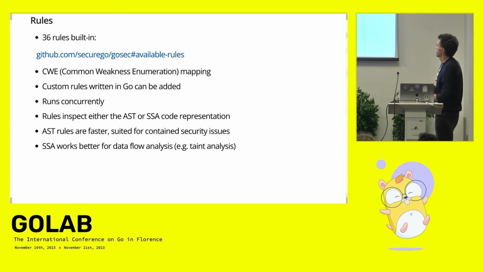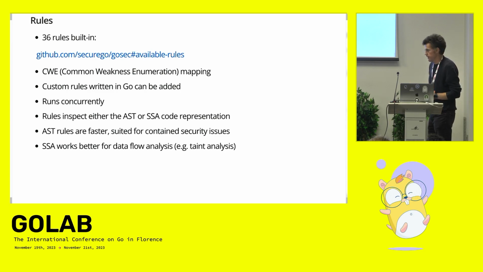As I said, rules are written in Go. They are really fast. They run concurrently. So as you can imagine, you can have a project with many, many packages. So in order to speed up the scanning, we run these rules in parallel on different packages in the project. They inspect either the abstract syntax tree or the SSA code representation. We will have a look in a minute at each one.